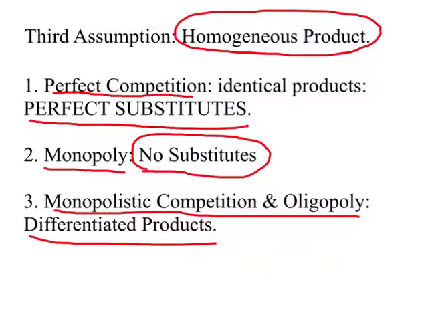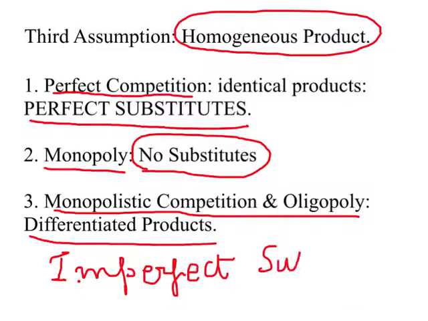And what this means is that different sellers are selling products which are similar but not exactly the same, or in other words, they are imperfect substitutes. I'll just write imperfect substitutes. Now consider a market, say for toothpaste. There are different companies which produce and sell toothpaste like Crest, Mentadent, Colgate, and so on.